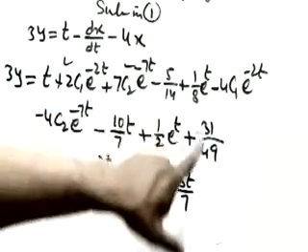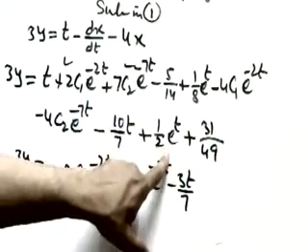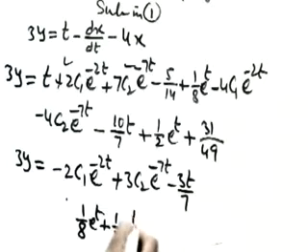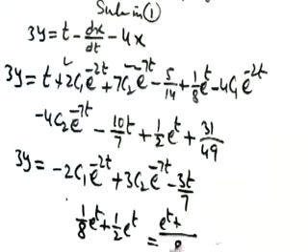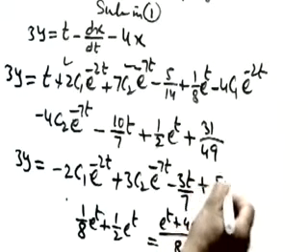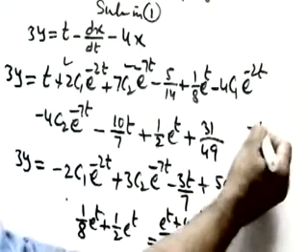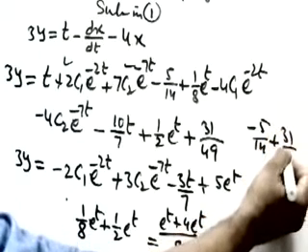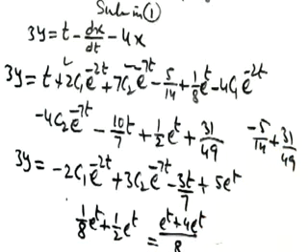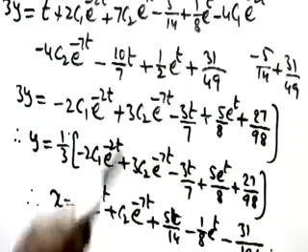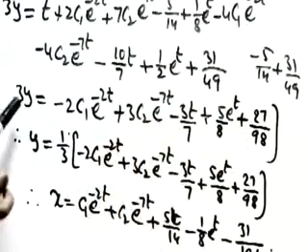Now see here, next step, let us solve for e power t. We have two terms here and here: 1 by 8 e power t plus 1 by 2 e power t. If you take LCM, it will be 8 e power t plus 4 e power t. So this will become 5 e power t over 8. And lastly, the numbers are minus 5 by 14 plus 31 by 49. Let us take the LCM. I just took the LCM from the calculator, and we get this value.